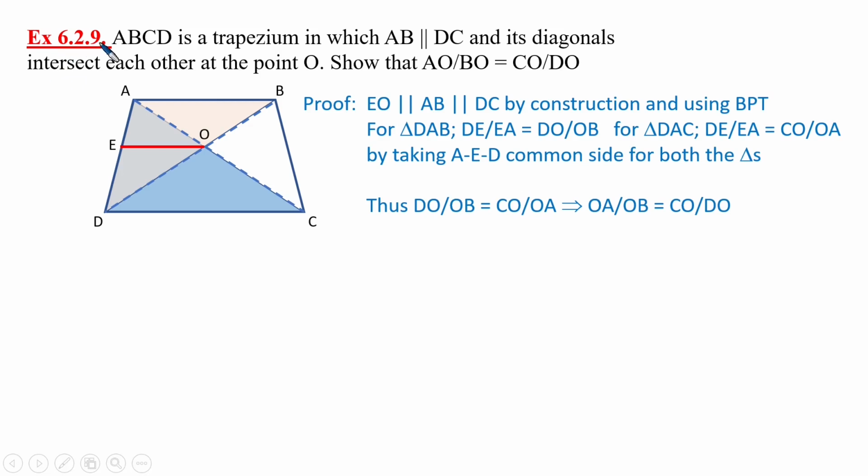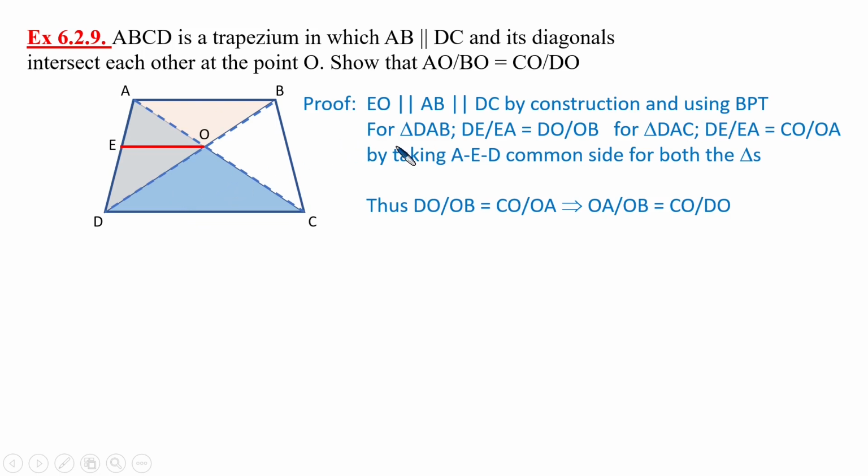So now this is exercise 6.2.9. It says, if there is a trapezium ABCD in which AB is parallel to DC and its diagonals intersect each other at point O, show that AO by BO is equal to CO by DO. So I take this triangle first, and EO, and I construct it in such a way that EO is parallel. I have told you how to construct a parallel line. So I have constructed a parallel line here, EO, which is parallel to AB, and also parallel to DC. Because these are parallel, if I can draw a line which is parallel to AB, it has to be parallel to DC, which we have seen in class 9 also.